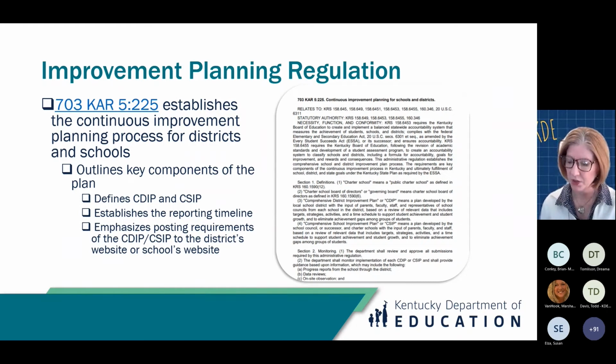And so the regulation actually defines the CDIP as a plan that's developed with input from parents, staff, and representatives from school councils. And then the CSIP is defined as a plan that's developed by the school council with input from parents and staff. So you can see from the beginning, from the regulation itself, the importance of this being a collaborative process and not one where someone goes in their office, shuts the door, and cranks it out. So the importance of collaboration really starts from the regulation and moves forward.